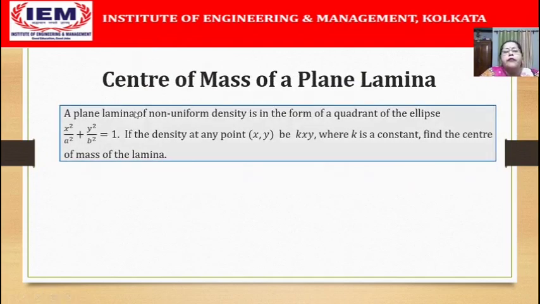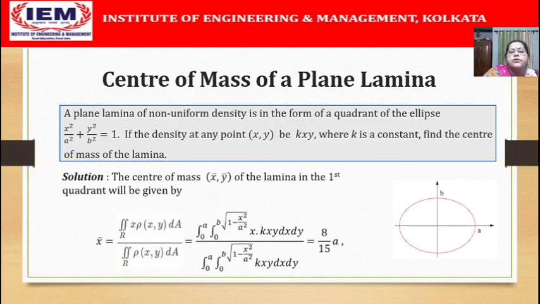A plane lamina of non-uniform density is in the form of a quadrant of the ellipse x square by a square plus y square by b square equal to 1. If the density at any point xy be kxy, where k is a constant, find the center of mass of the lamina. So let's draw the ellipse first. Here we have an ellipse given by this equation, and the density is given to be kxy, where k is a constant.